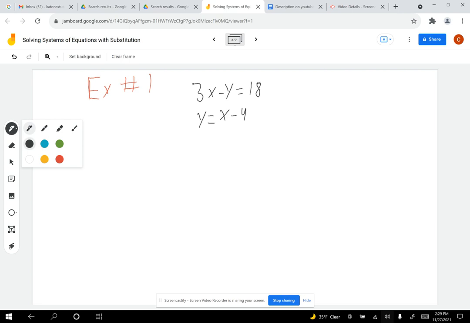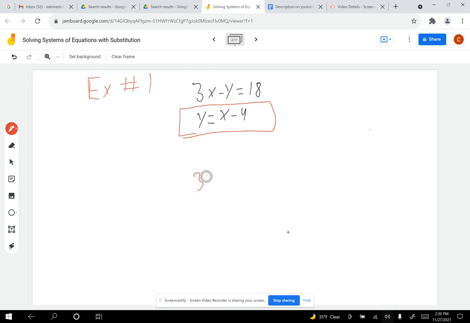So let's just look at an example together so this makes sense. A lot of times in substitution, you want one of your equations to be set equal to one variable. So for instance, I'm looking at this equation: y equals x minus 4. So y is x minus 4. That means you're going to substitute x minus 4 in for y in the first equation, the equation on top. So let's just see how this works.